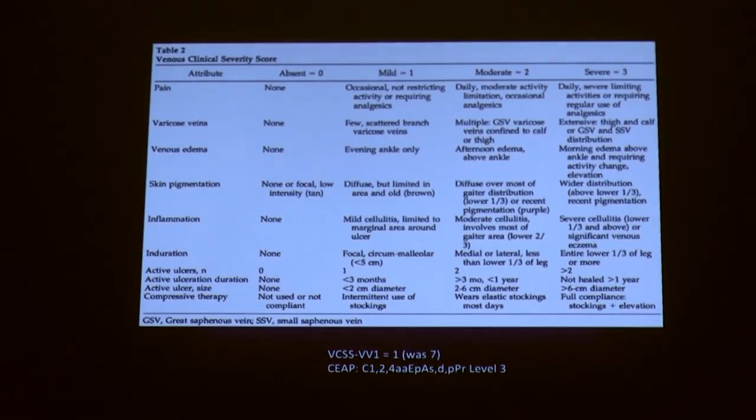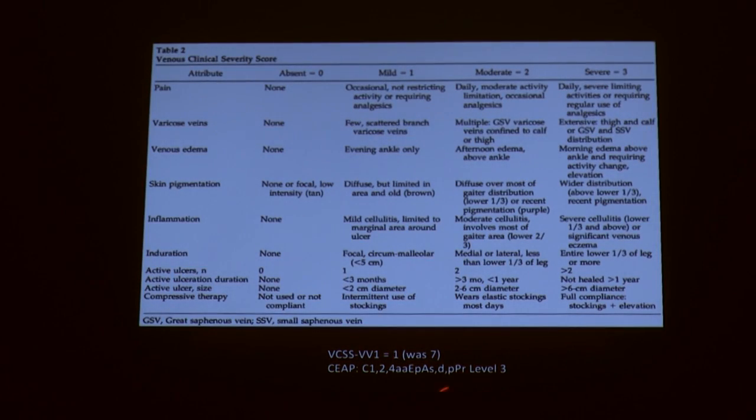All right, so this was showing you that his grading system went down. His CEAP lowered, and his VCSS, which was a 7, is now a 1. So all these symptoms, the pain, the varicosities, the edema, all that improved tremendously.